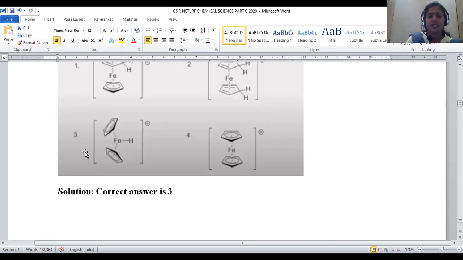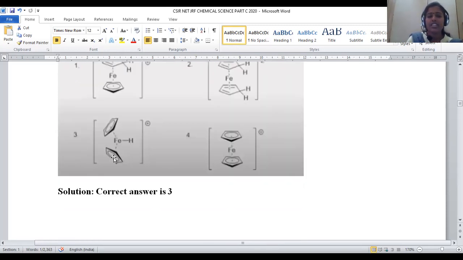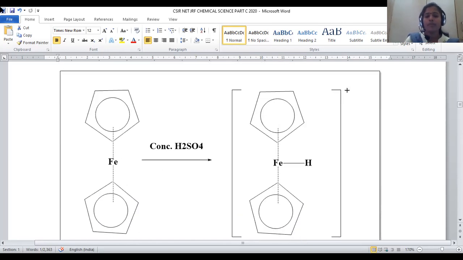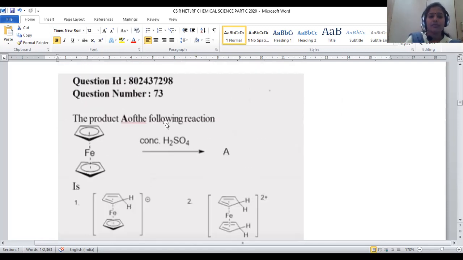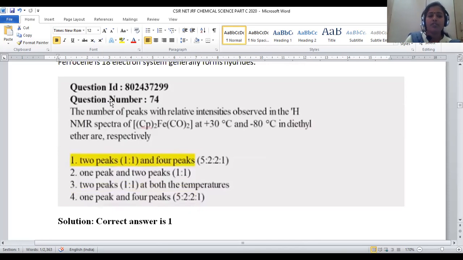So the correct structure, the correct answer for this question number 73, will be option number 3. Let us see what will be formed in this. Upon treating ferrocene with concentrated sulfuric acid, there is a direct hydrogen linkage with iron rather than the cyclopentadienyl anion. So option number 3 will be the right answer for question number 73. Let us move on to question number 74.